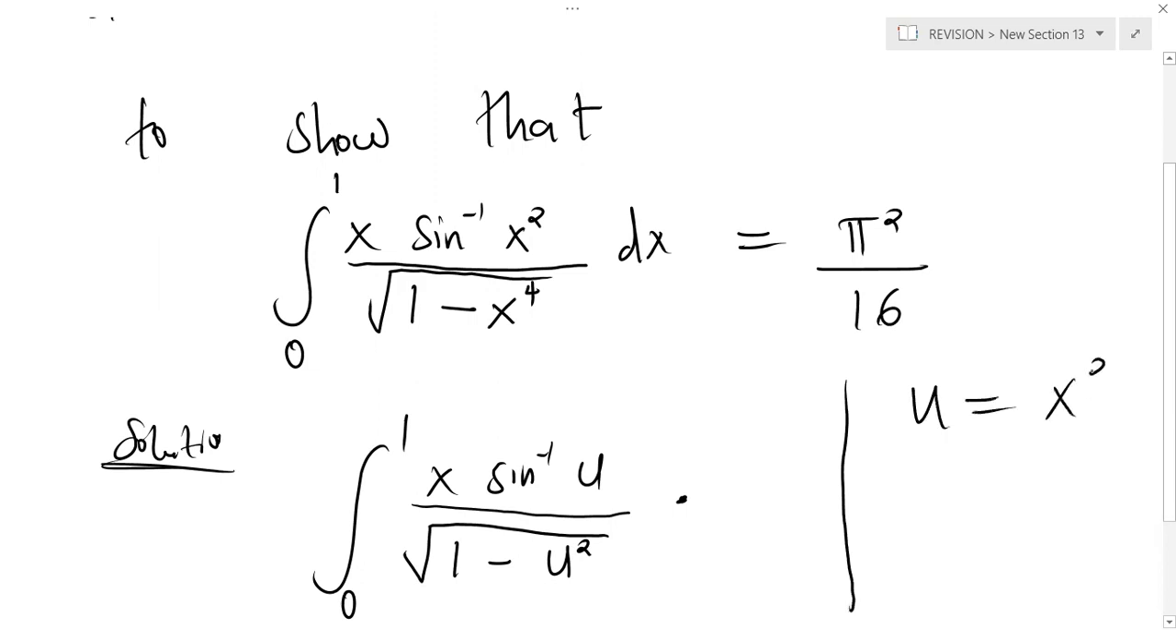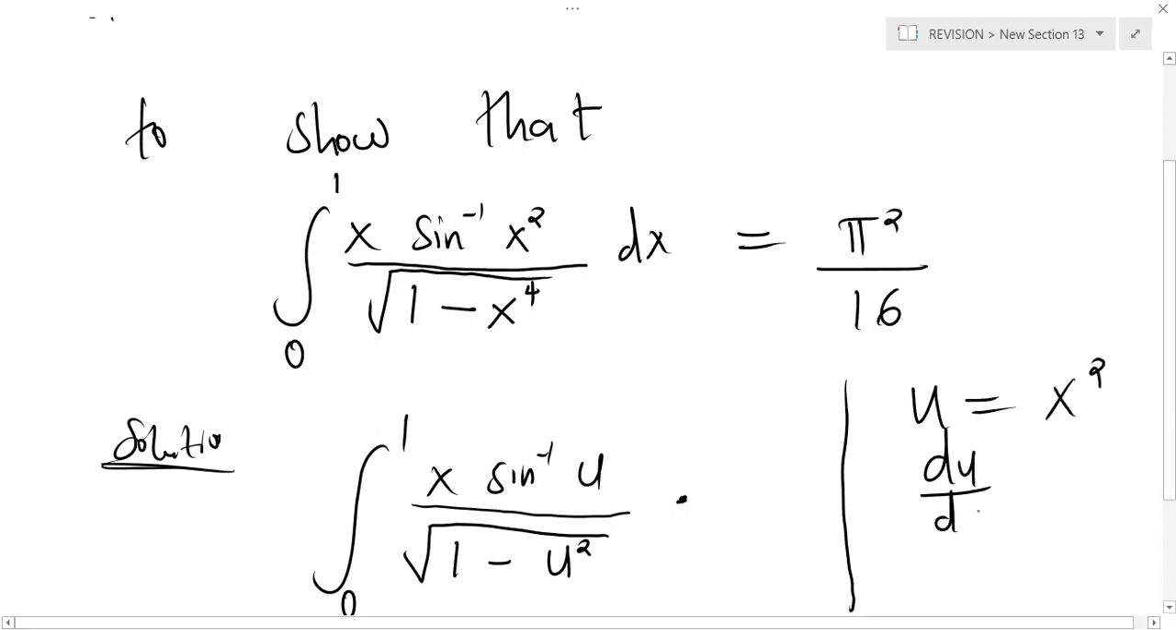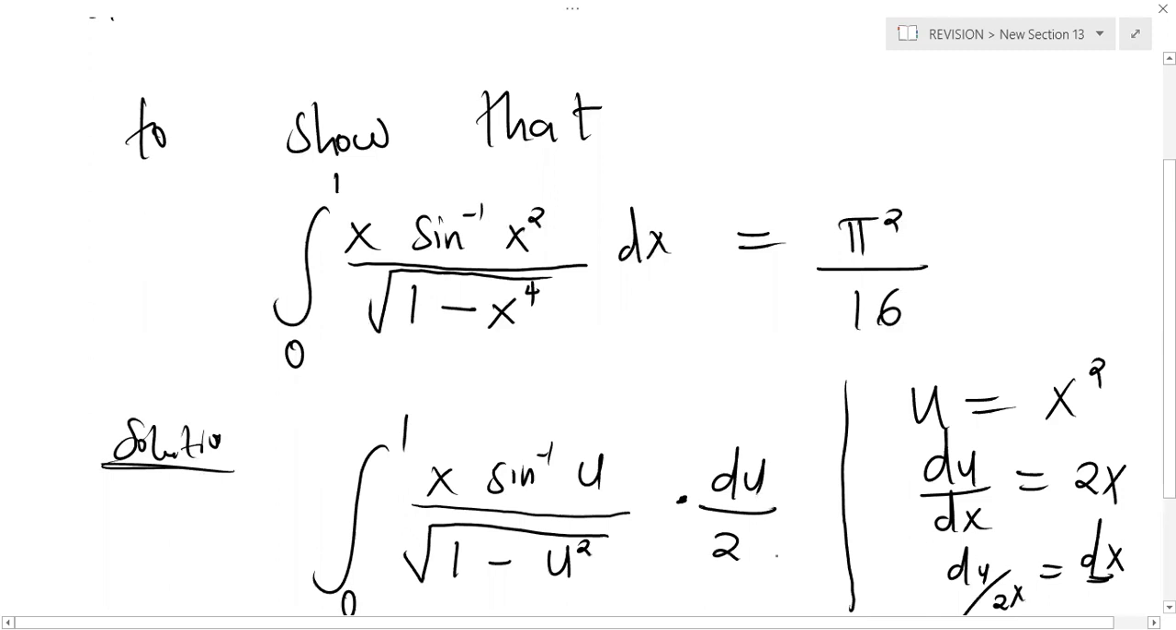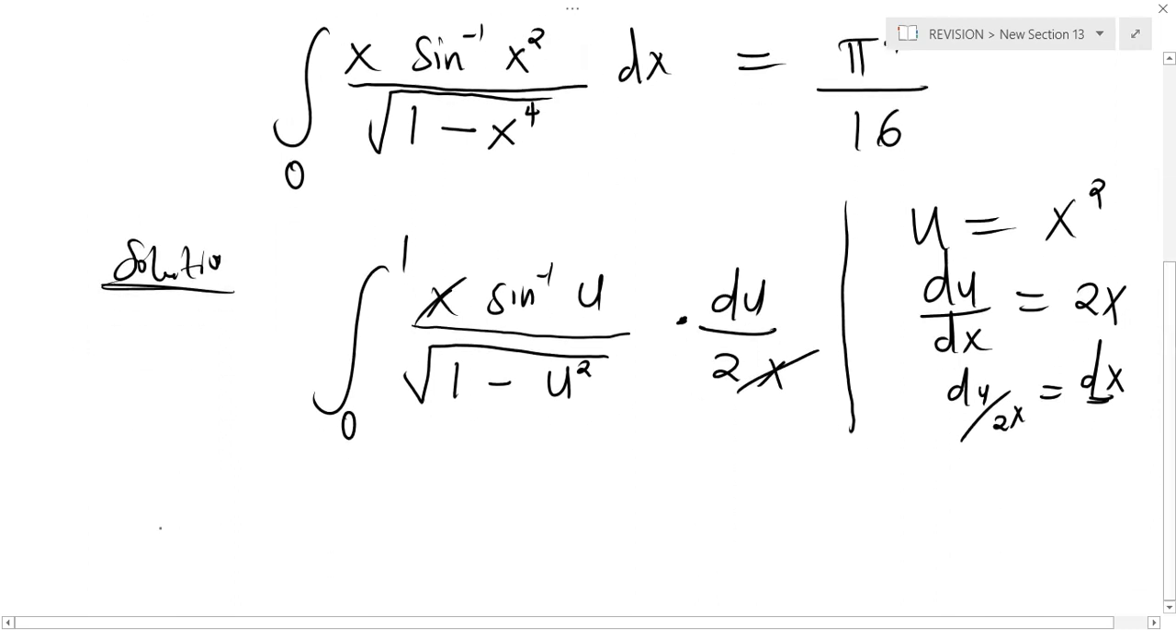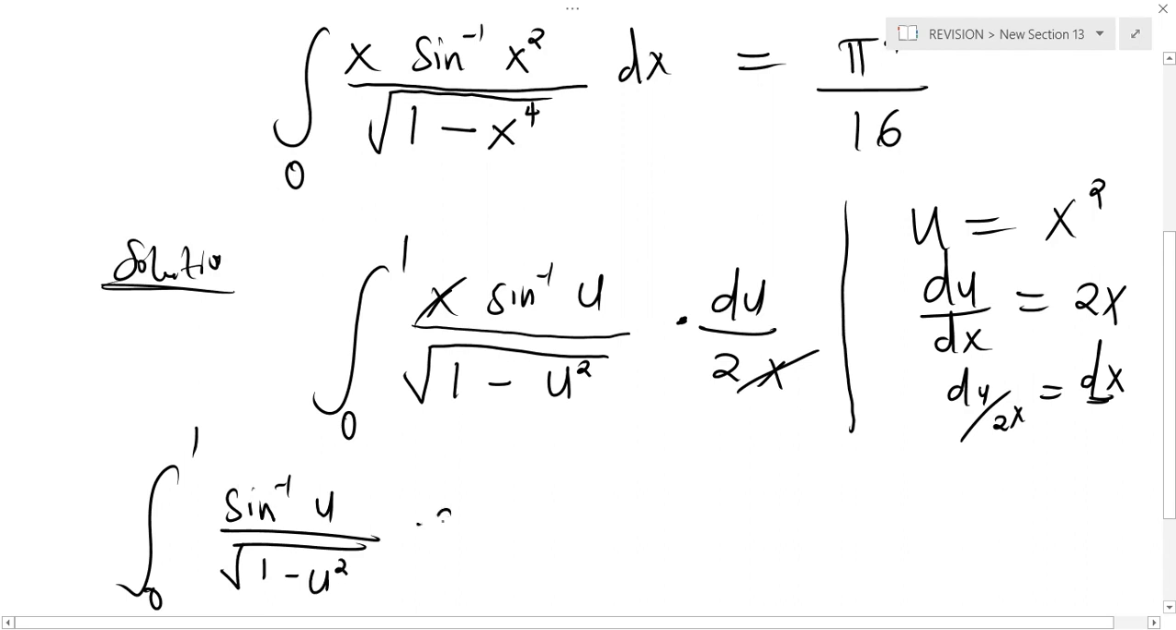We've been told u is equal to x squared. So du dx will obviously be equal to 2x. So if we want to replace dx, du over 2x will be equal to dx. So instead of dx, we will have du divided by 2x. This x can cancel out with that x, so that we simply have integral from 0 to 1 of sine inverse u, all this divided by the square root of 1 minus u squared, du, over 2 here.